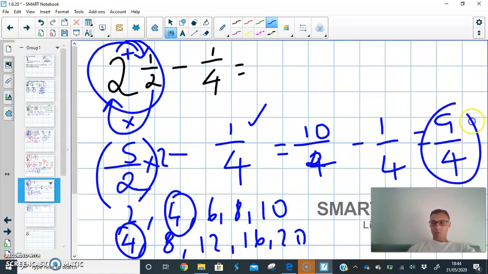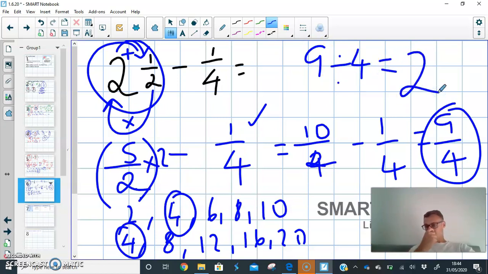However, that's top heavy. How many 4s? Remember, to convert from an improper to mixed, we divide 9 by 4. How many 4s go into 9? 2. What's left? Well, 2 4s are 8. I've got 9, so that's 1 quarter left, which is 2.25.